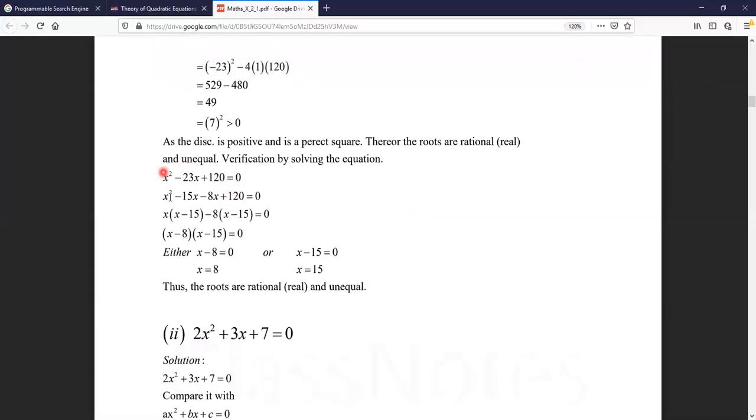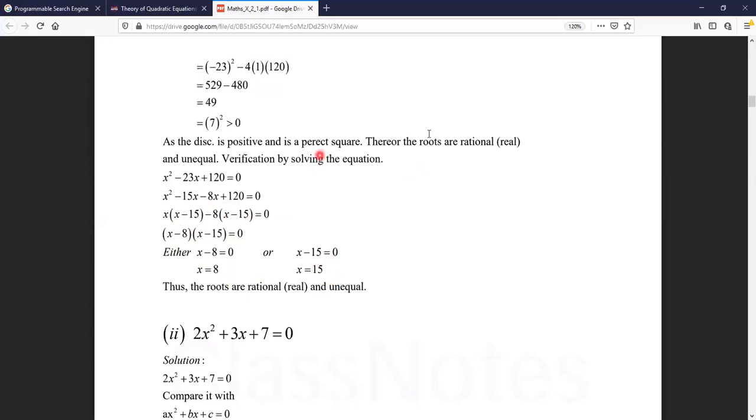I need 120. So when I multiply 15 and 8, I get, when I add 15 and 8, it will be minus 23, and when I multiply it will be positive 120. So I'm taking x common from the first two terms, that it will be x minus 15. I'm taking minus 8 common from the next two terms, from 8x and 120. x minus 15 is equal to 0, x minus 8 and x minus 15 is equal to 0. So I got x is equal to 8 and x is equal to 15.